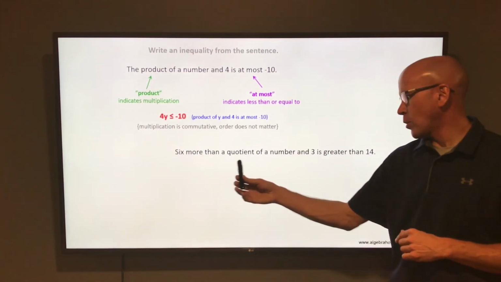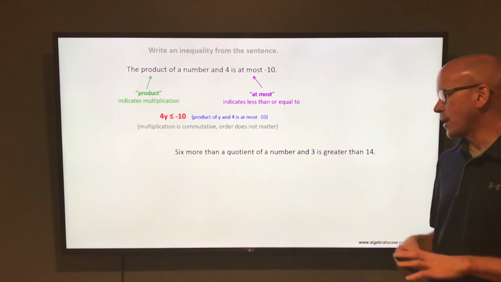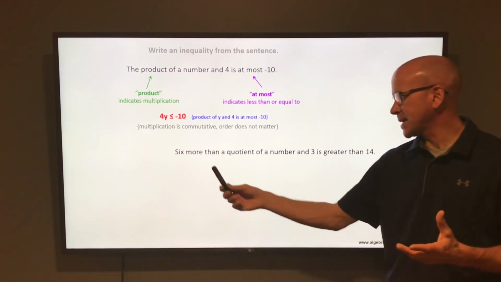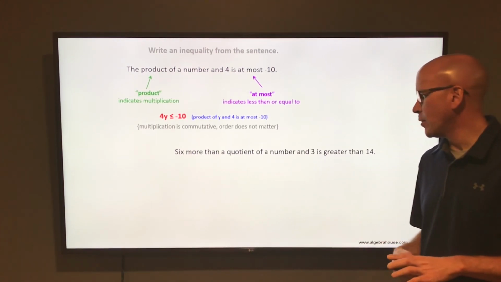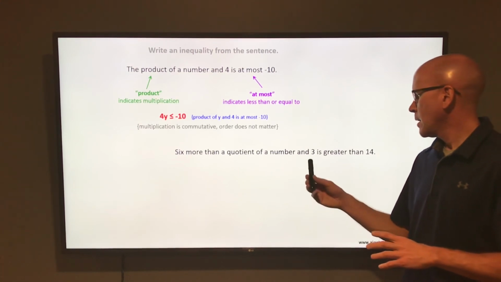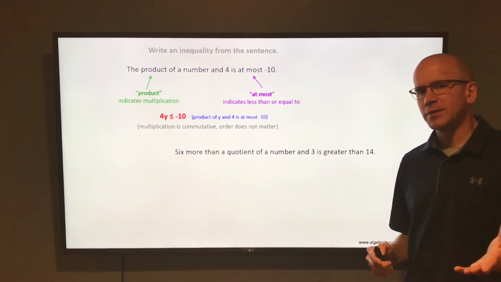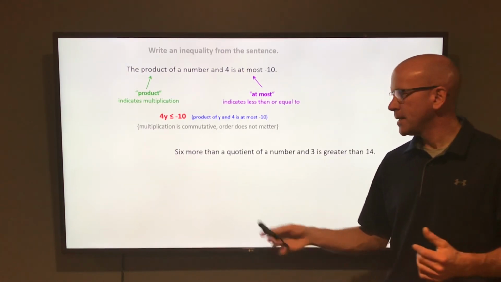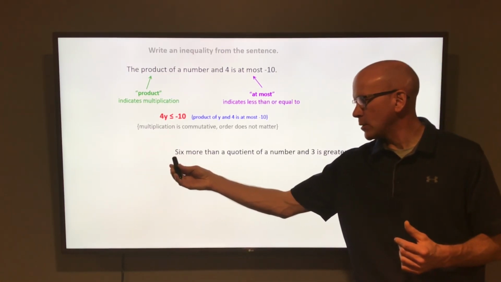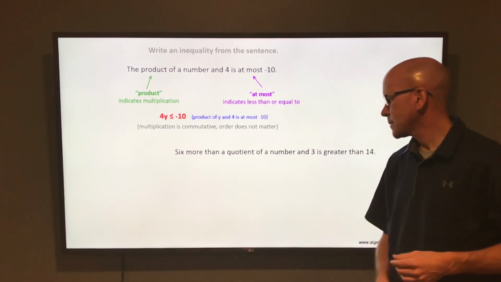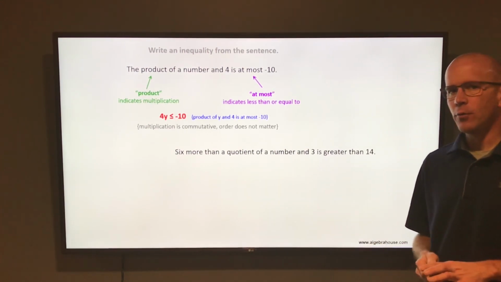Six more than a quotient of a number and 3 is greater than 14. Now, got a lot going on here. 6 more than a quotient of a number and 3. So the quotient of a number and 3, if you're using x, that'd be written as x over 3 or x divided by 3. But we also have to take into account 6 more than that. So we're going to add 6 to that. Is greater than 14. That's an easy one.